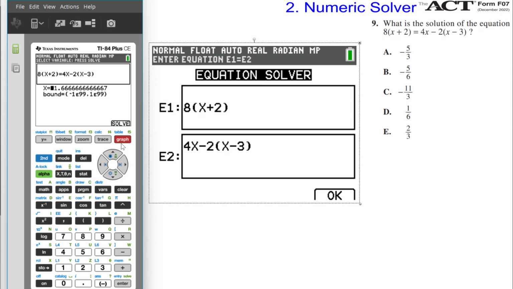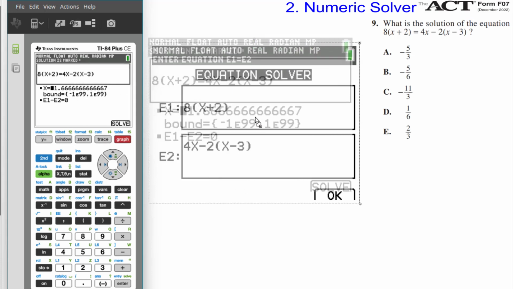And it now has an answer. It says x equals, it could be any number there. And so it's asking for you to give a guess. So I'm going to guess 0. And then I type in graph to solve it because the solve is above the graph key. So I'll press graph. I get that answer, okay, which is my value for x.